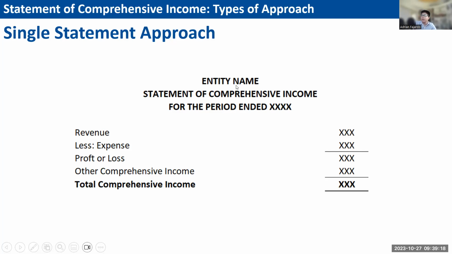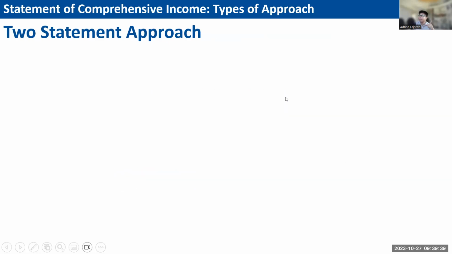This is an income statement. Ano lang yung parts? Revenue minus expense is equal to your profit and loss. You have other comprehensive income. So, pag may mga revenue ka na other, not related to selling the inventory, it will give your total comprehensive income. So, as the name suggests, isang statement lang tayo for income statement.